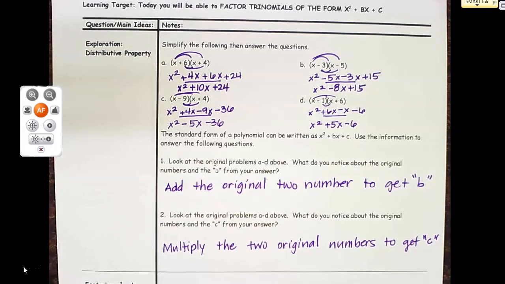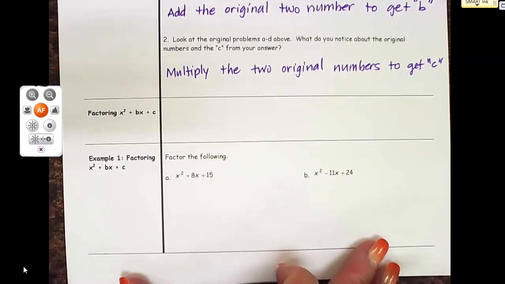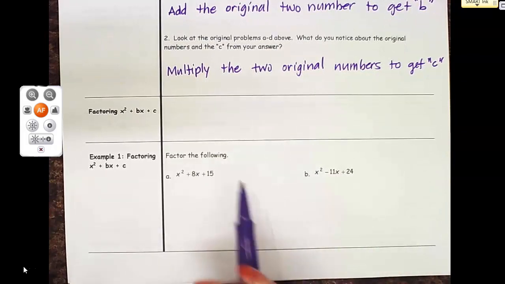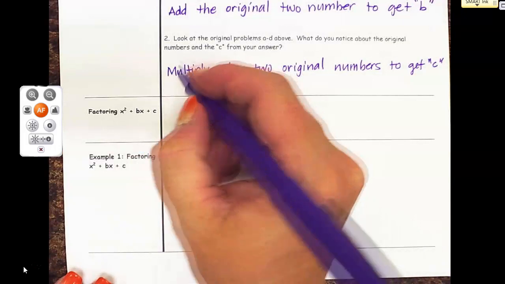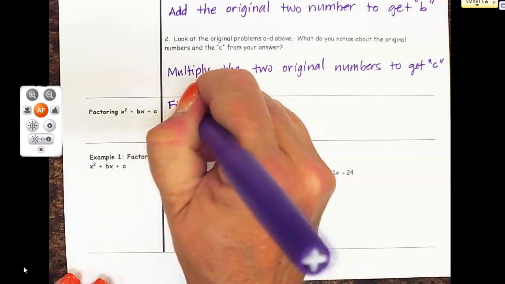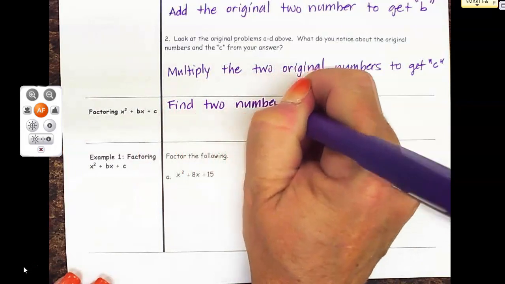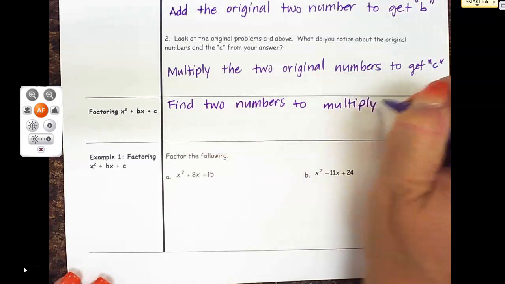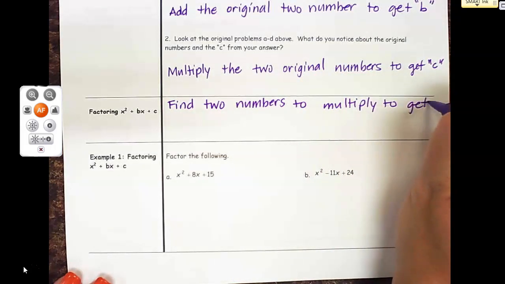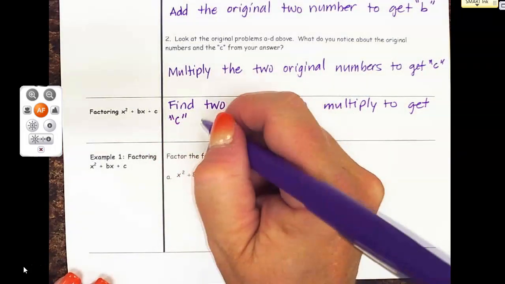So when we do something called factoring x squared plus bx plus c, I'm going to say this over and over again. We're going to find two numbers to multiply to get c and add to get b.